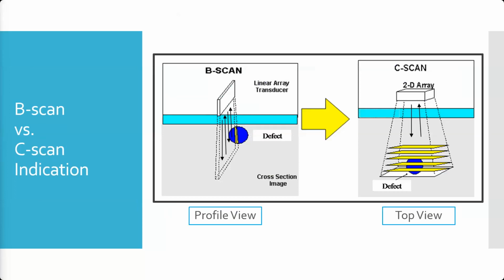Or it can be done if you have a 2D array, basically a block of probes set up in a grid where you set it on a part and it kind of maps what the intensity is at different areas that that probe is covering.